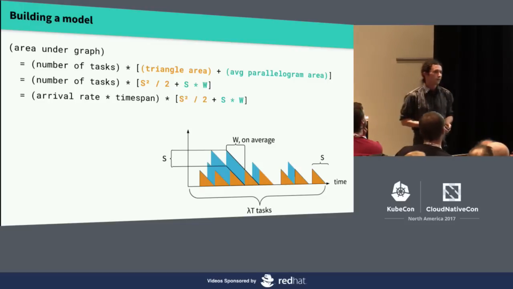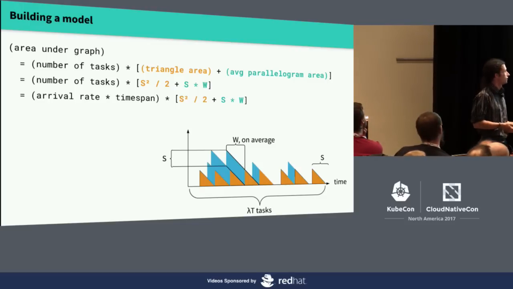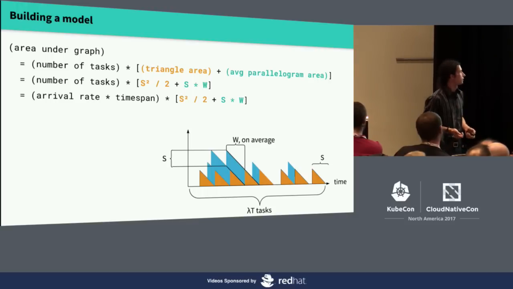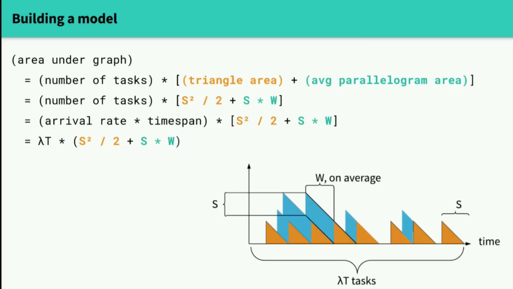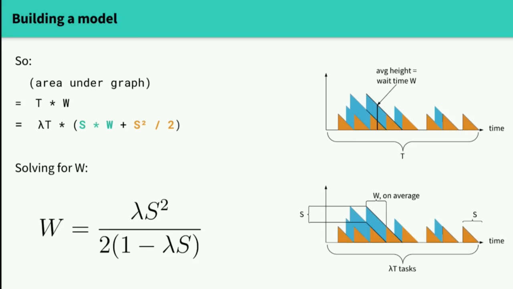Now, how many tasks are there? Well, over some time span t, the number of tasks is a function of the arrival rate called lambda. So putting it all together, we have this kind of gnarly expression that will make a lot more sense in a minute. We know that the area under the graph is lambda t times s squared over 2 plus s times w, which we also know is the area under the graph, t times w. Ha! This is great because we can relate the two and then solve for w. You might have to trust me on the algebraic manipulation here, but if you simplify the top equation, what you get is this expression, w is equal to lambda s squared over 2 times 1 minus lambda s.